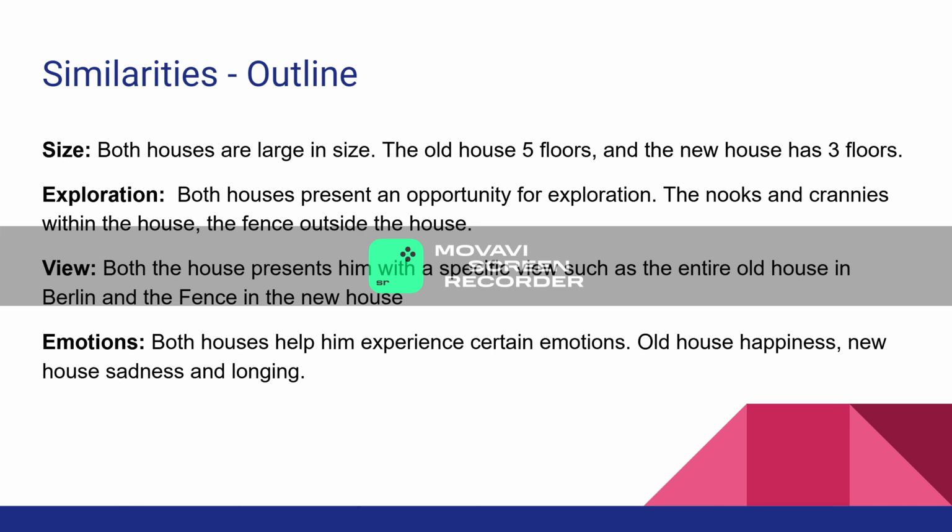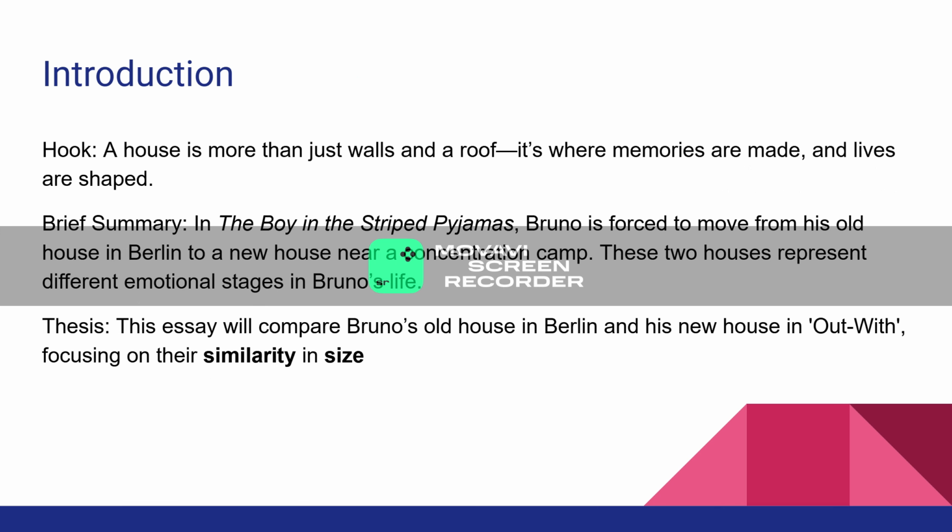Especially in today's lesson, we'll be concentrating on using the structure of a comparative essay's introduction alone. So let's start with it. Introduction consists of three parts, as already stated. It has a hook, it has a brief summary, and it has a thesis statement.